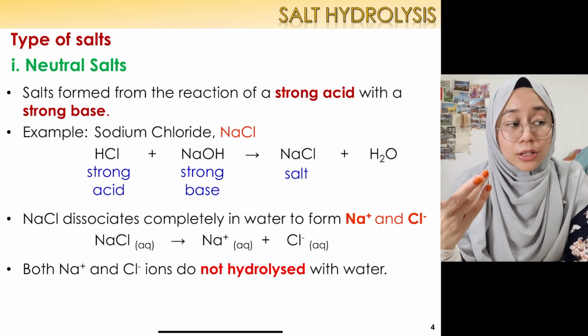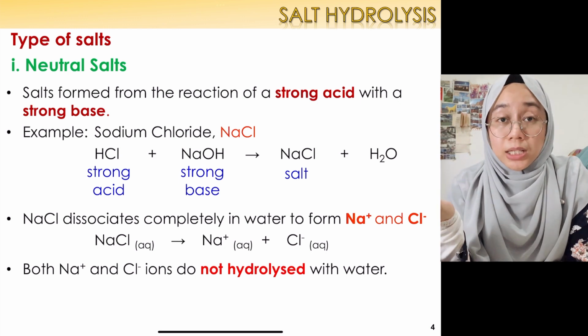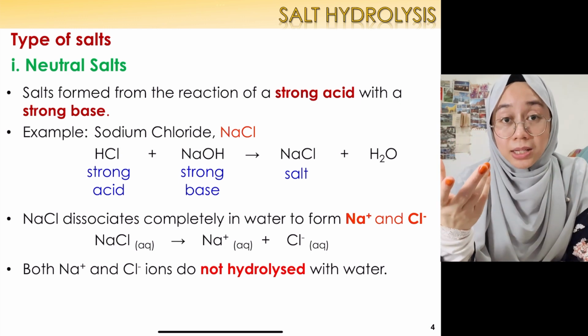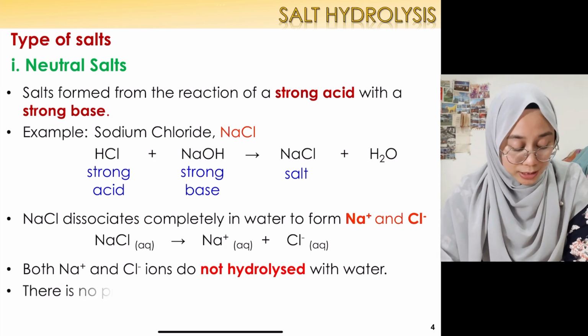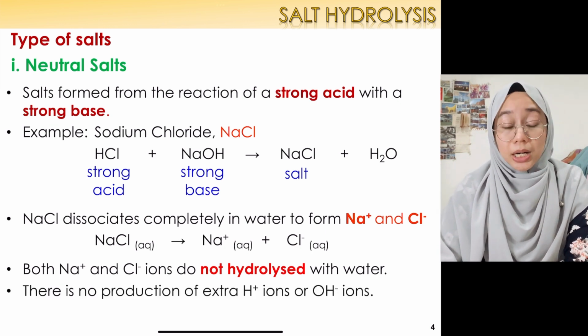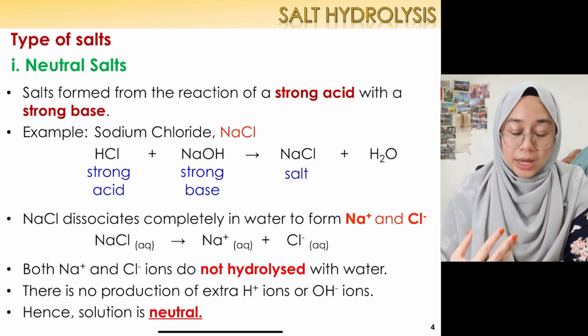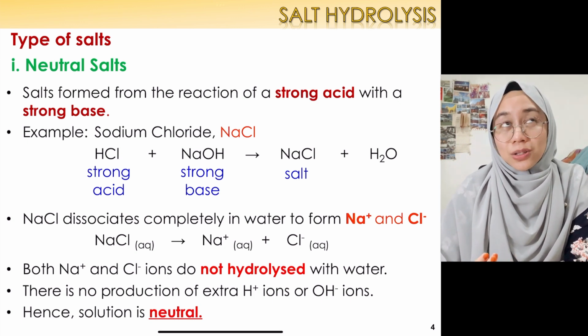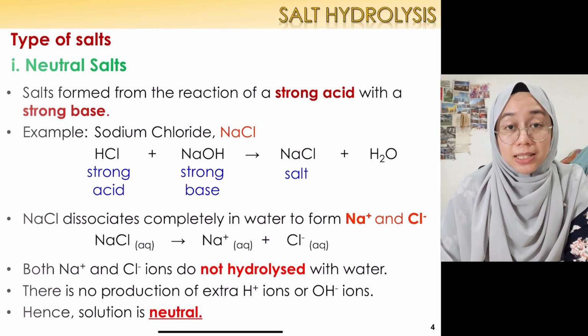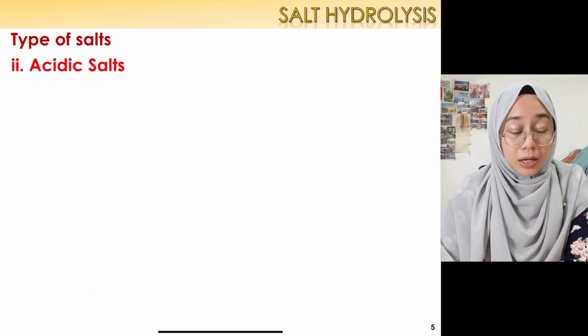Therefore, since dia tak hydrolyze with water, so dia tak produce any H plus, dia tak produce any OH minus, so dia akan jadi neutral then. Okay, so there is no production of extra H plus ion or OH minus and solution is neutral. Okay, so NaCl salt is said to be neutral lah sebab tak ada H plus dengan OH minus. Okay, and then next kita pergi kepada acidic salt.